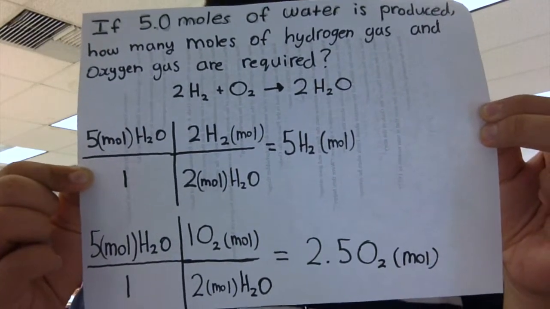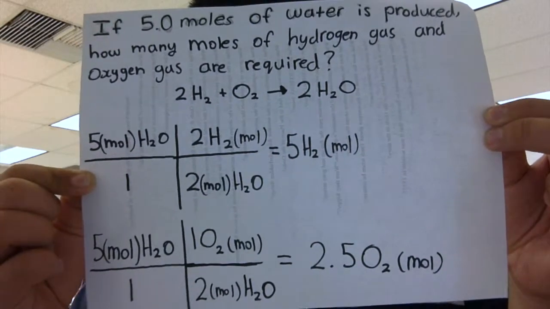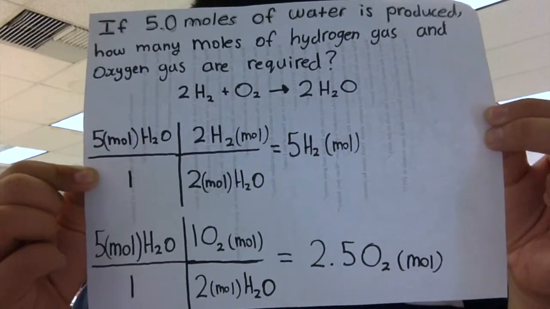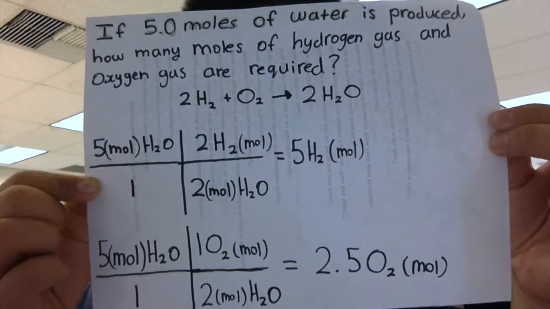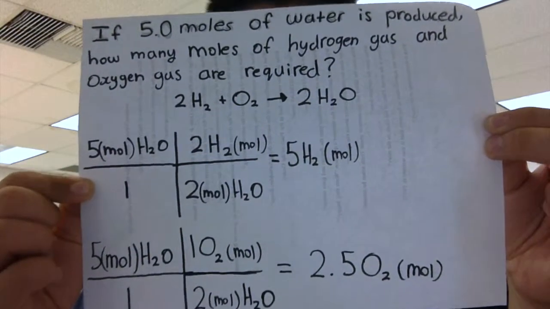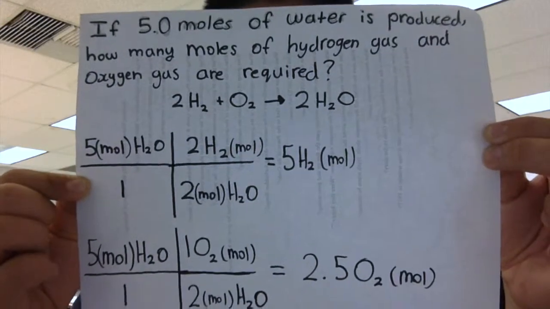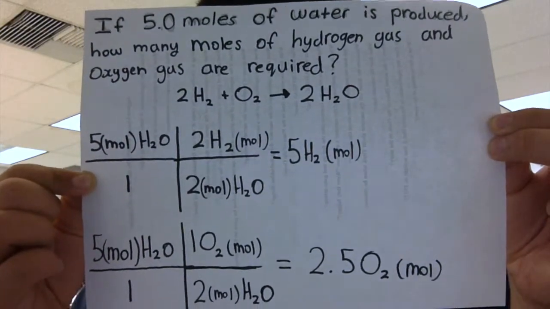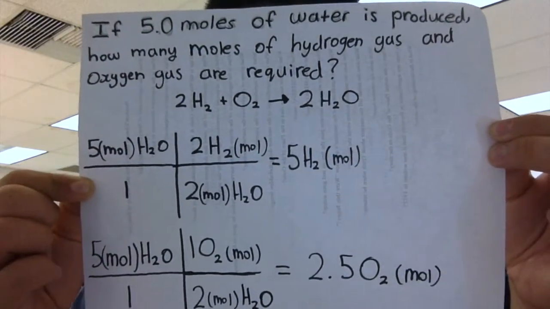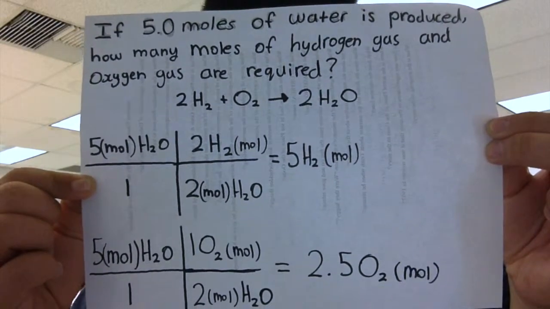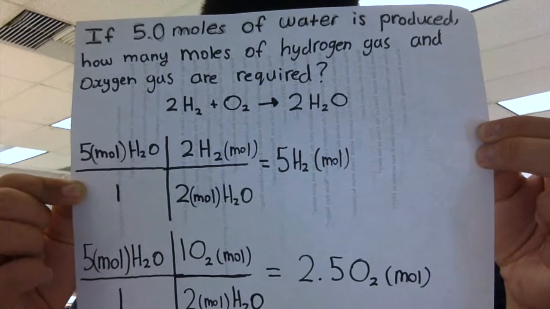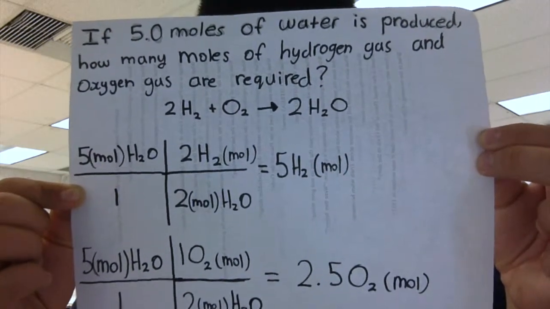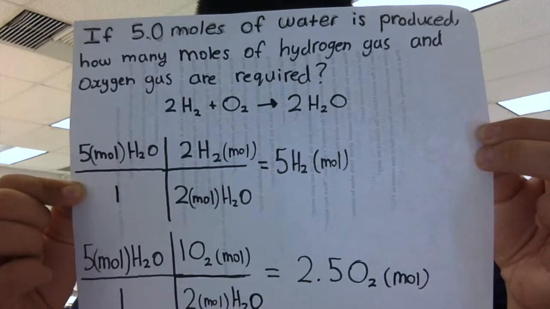So the equation already gives us this ratio, saying for every 2 hydrogen it produces 2 waters, and every 1 oxygen produces 2 waters, or for every 2 oxygen it produces 2 hydrogens and 1 water. So we're going to write down what they gave us first, which is the 5 moles of water, H2O. And like I said, there's a ratio, and it says for every 2 hydrogens, there are going to be 2 waters.